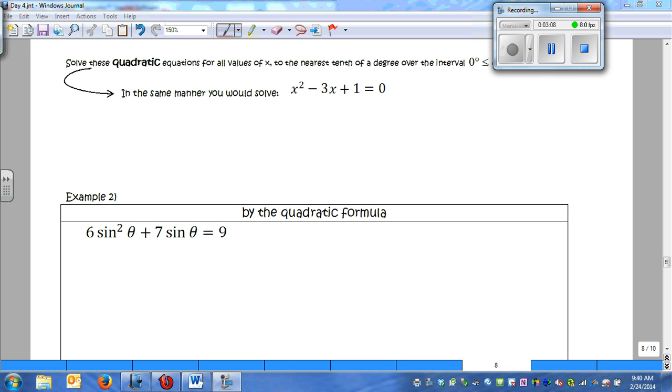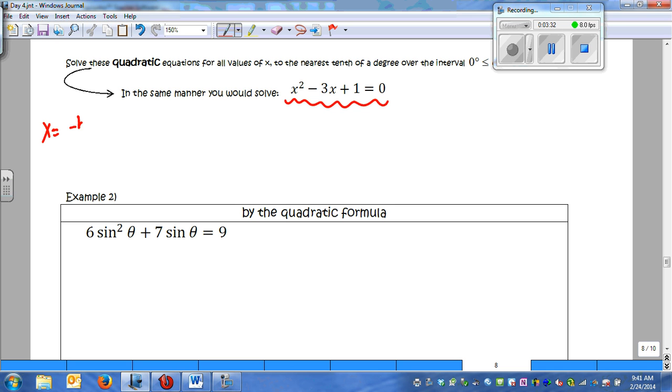This next type is quadratic. You solve these quadratic trig equations in the same manner you would solve this quadratic equation. Now here's the problem. Try as you might, this quadratic doesn't factor. So we have a different way. That's right, the quadratic formula. If you forgot it, it goes like this.